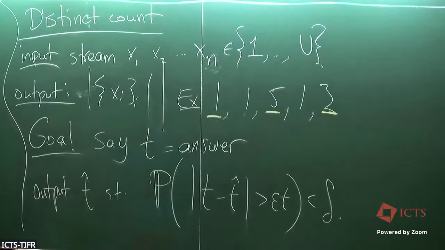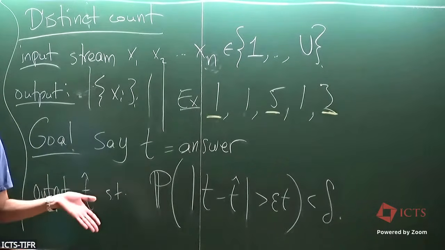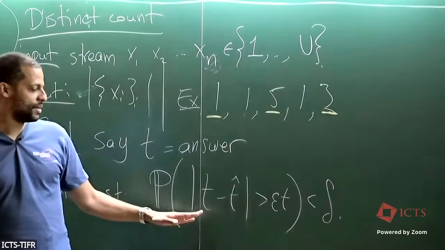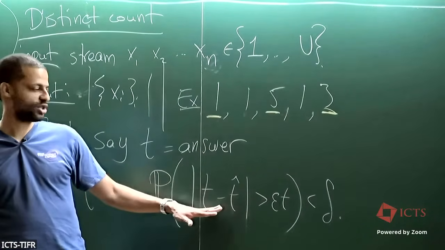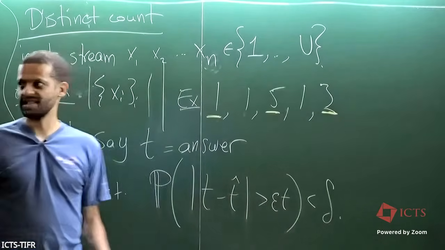So epsilon and delta will be parameters given to the algorithm. And this probability is taken over the random decisions made by the algorithm. It's a randomized algorithm. Right? So think of epsilon as, let's say, 0.01. That means I'm within 1%. My output should be within 1% of the true answer with probability at least 1 minus delta.